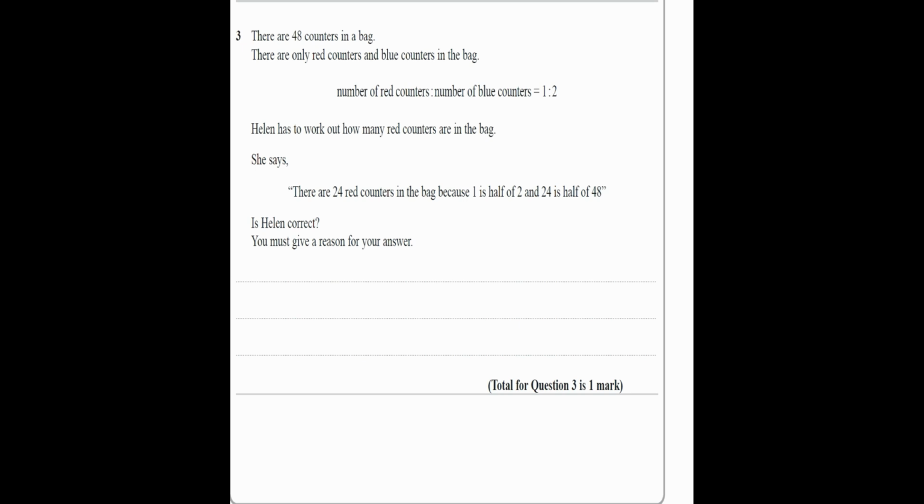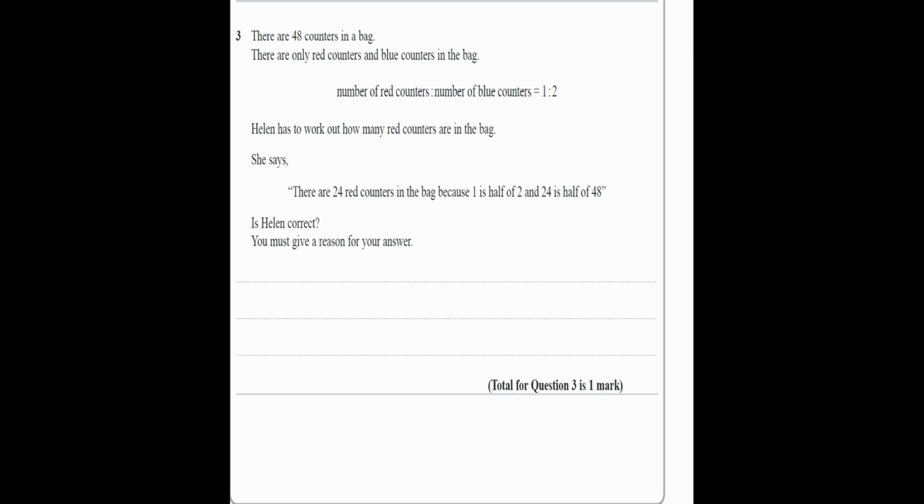Okay, question number 3. There are 48 counters in a bag. There are only red counters and blue counters in the bag. Number of red counters is to number of blue counters equals 1:2. Helen has to work out how many red counters are in the bag. She says there are 24 red counters in the bag because 1 is half of 2 and 24 is half of 48. Is Helen correct? You must give a reason for your answer.